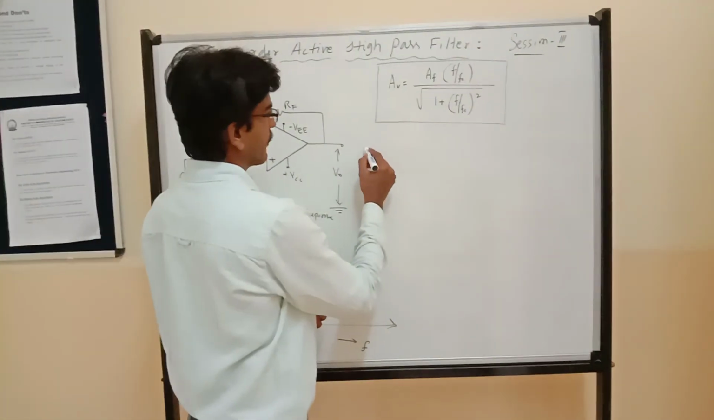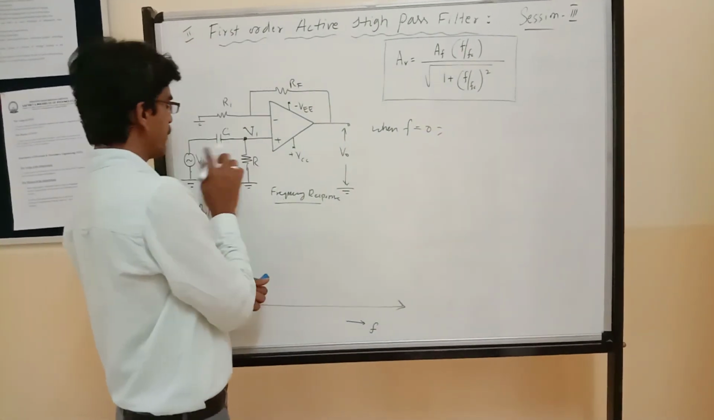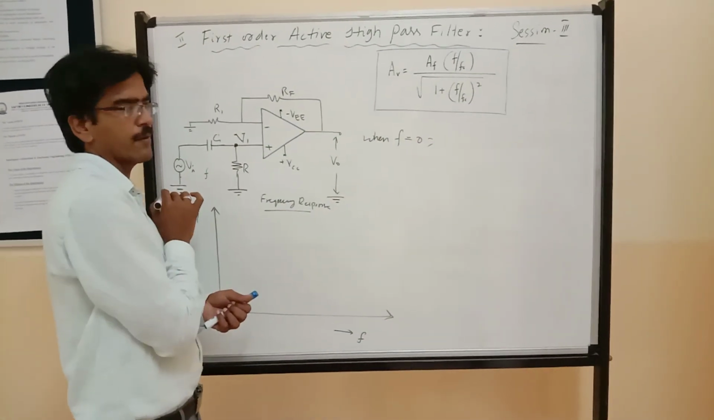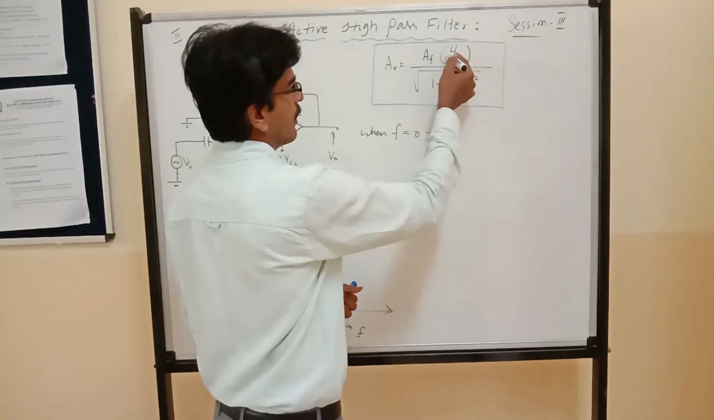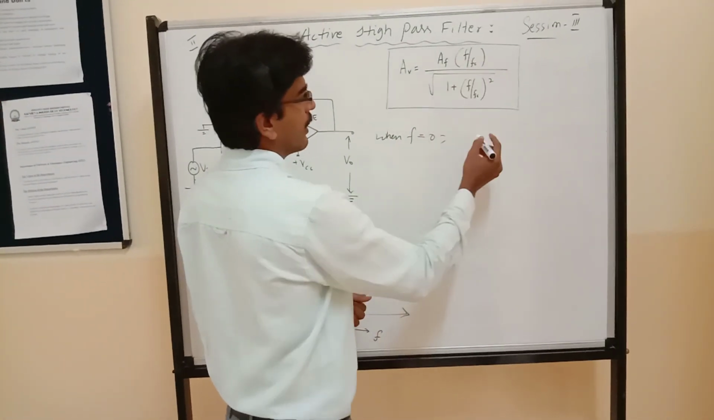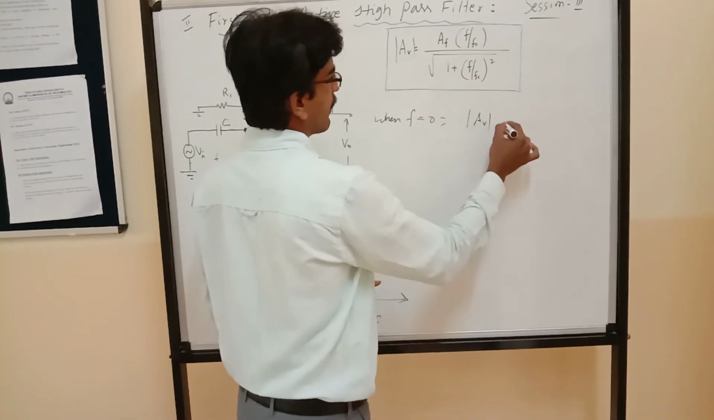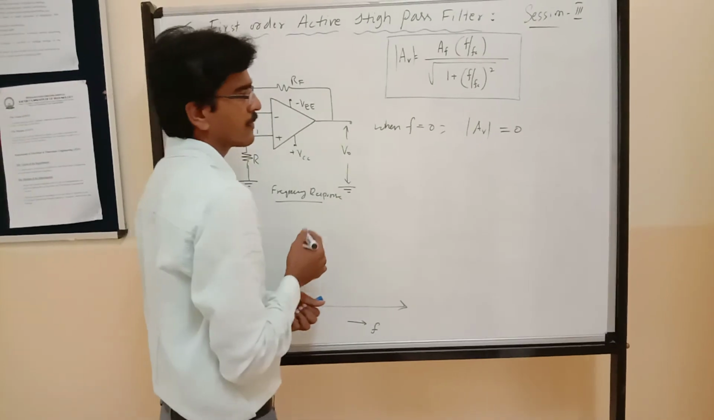In this equation, when the frequency of the input signal is 0, that is F equal to 0, so what is the gain? It is 0. What is the magnitude of gain at F equal to 0? The magnitude of gain is equal to 0.